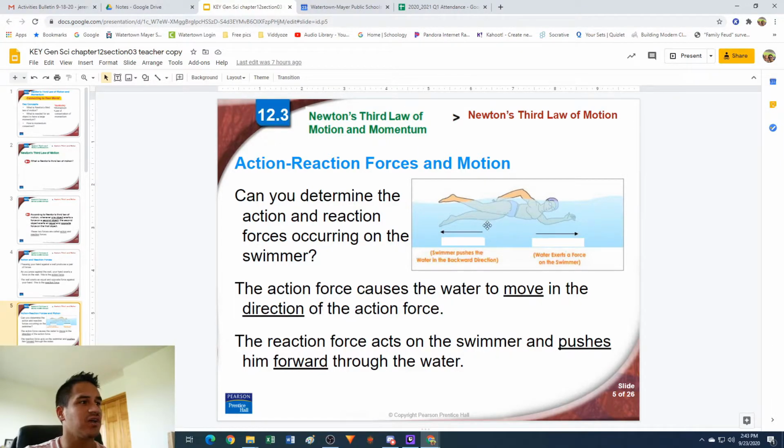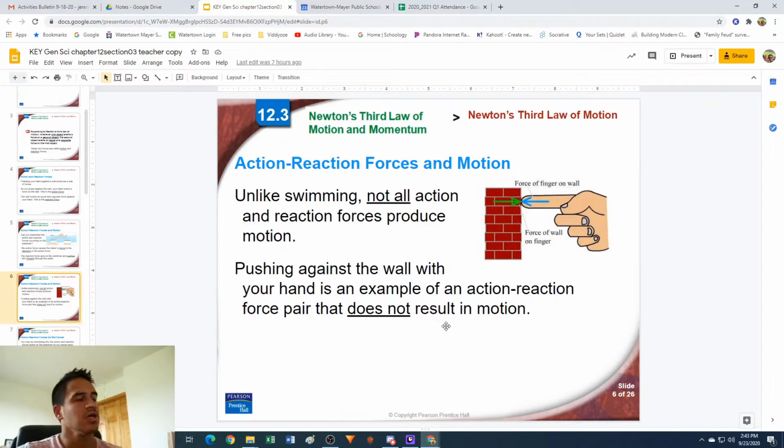So if we were to look at this diagram here, so the swimmer pushing against the water in the backward direction is the action force, and the water then exerting a force on the swimmer is the reaction force, and that's, of course, what propels him forward through the water. Now, unlike swimming, not all action-reaction forces cause motion.